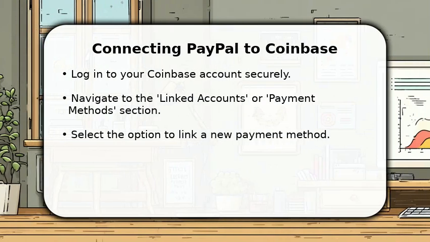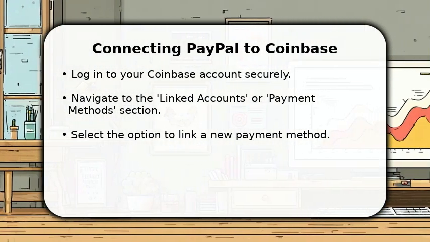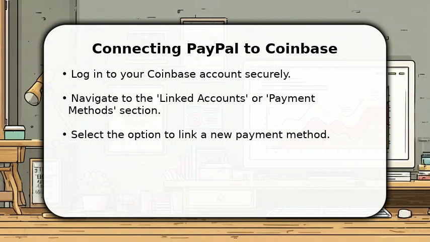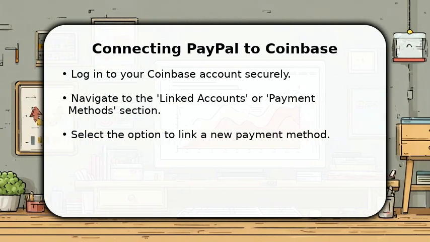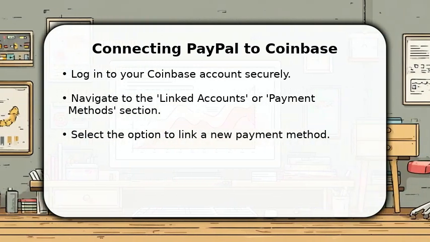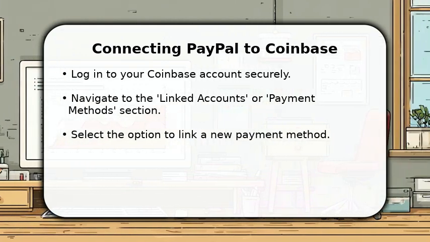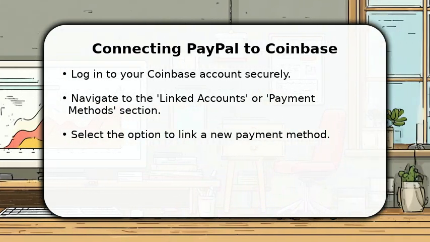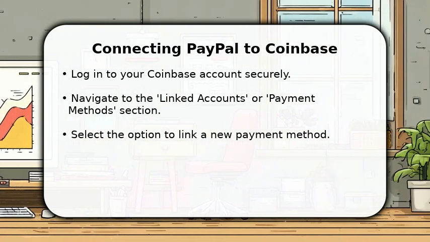In this video, I will show you how to connect PayPal to Coinbase. First, log into your Coinbase account securely. Once inside, navigate to the Linked Accounts or Payment Methods section. This is where you manage all your financial connections. Then, select the option to link a new payment method. This initial step is straightforward and sets the foundation for a smooth connection.